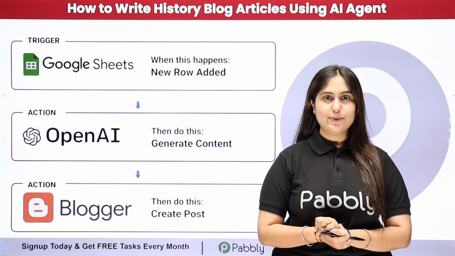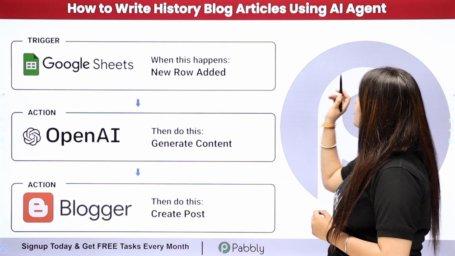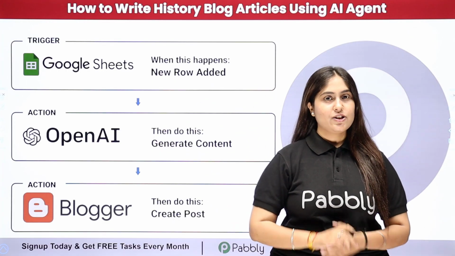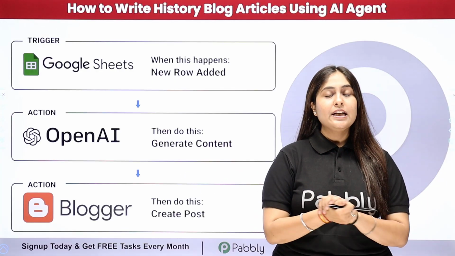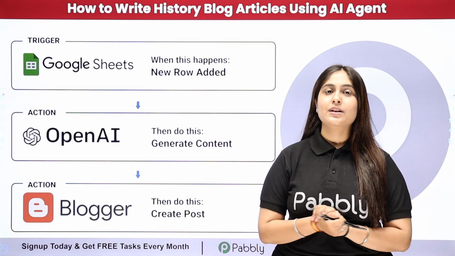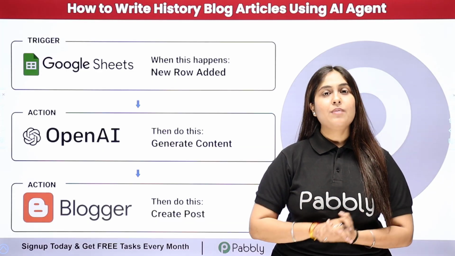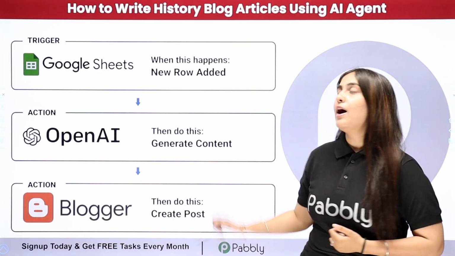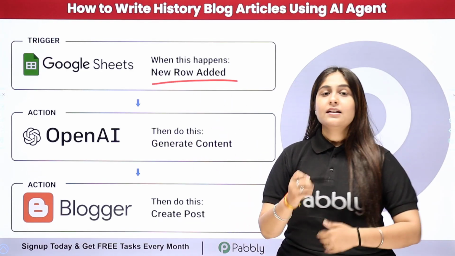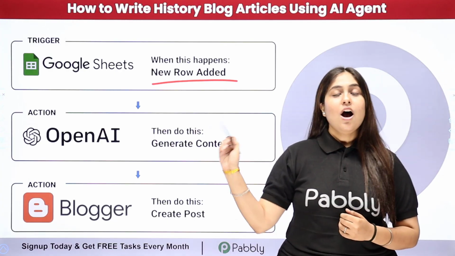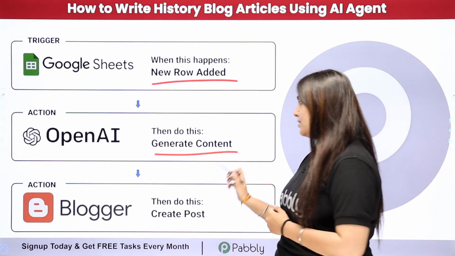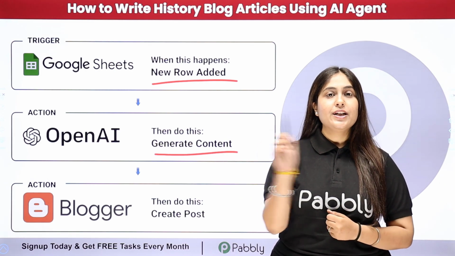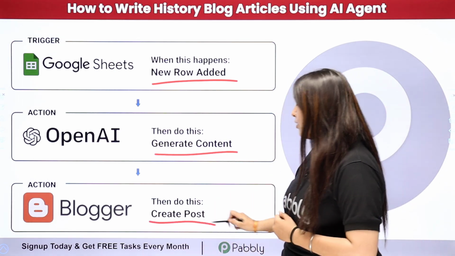In this video we are going to understand how to write history blog articles using an AI agent. As a blogger, I regularly need to post blog articles on my Google Blogger account. My objective is that whenever I add a new detail in my Google Sheets, OpenAI should automatically generate the blog article using the details, and after that, it should be shared as a new post on my Google Blogger account.